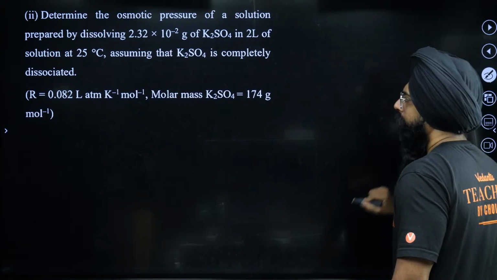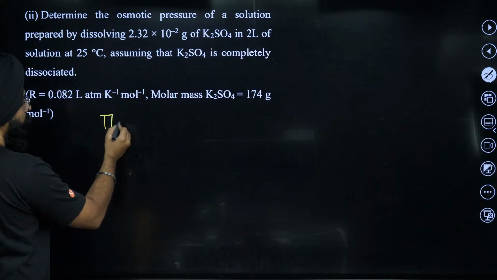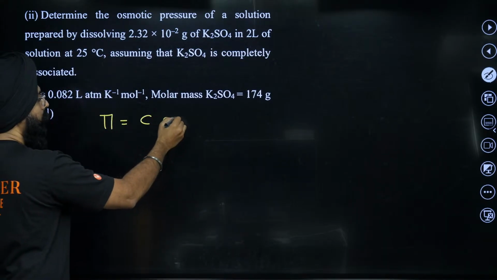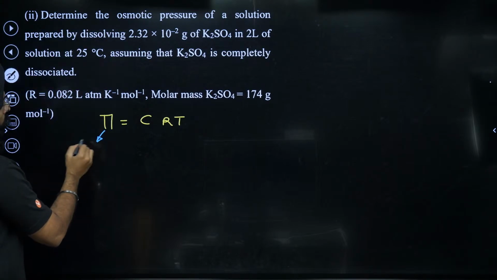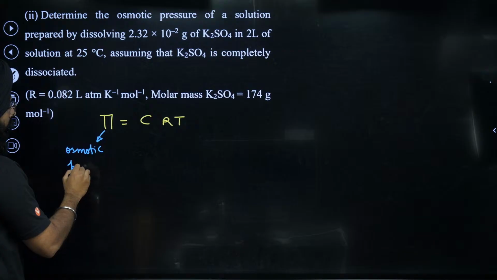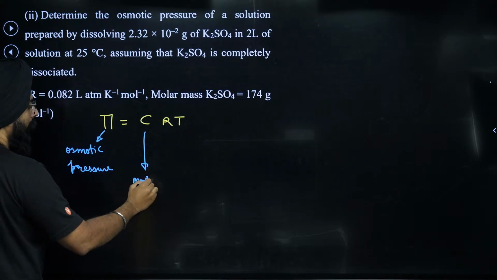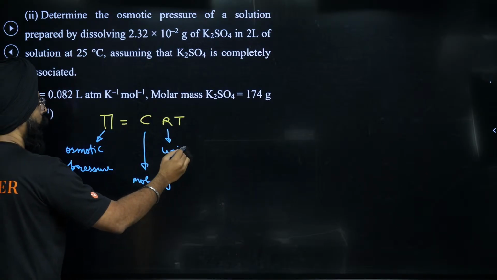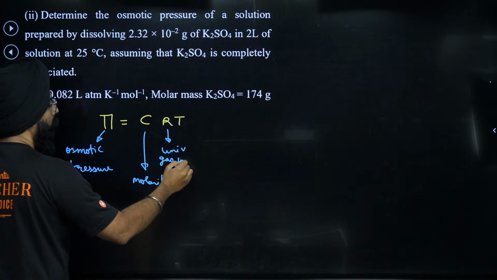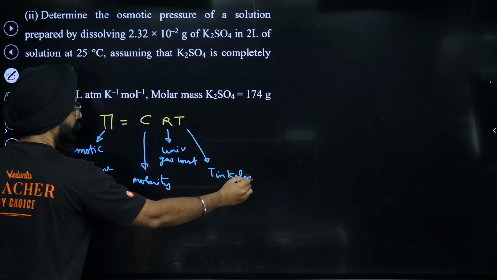My dear friends, how do we define osmotic pressure? Osmotic pressure pi is equal to CRT. So this pi is your osmotic pressure. C is molarity. R is your universal gas constant, obviously. And T is temperature in Kelvin.